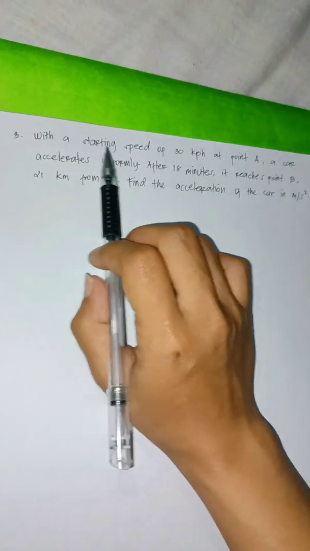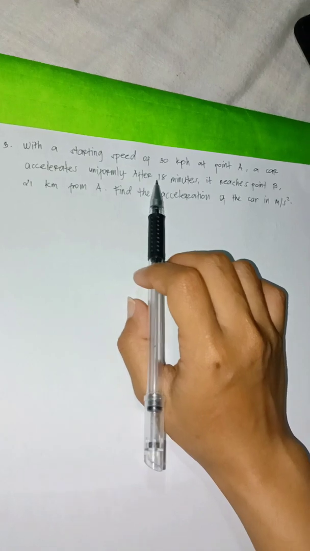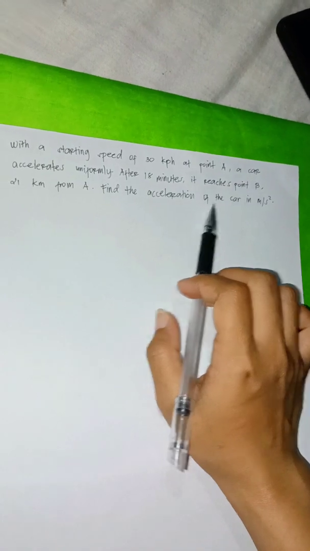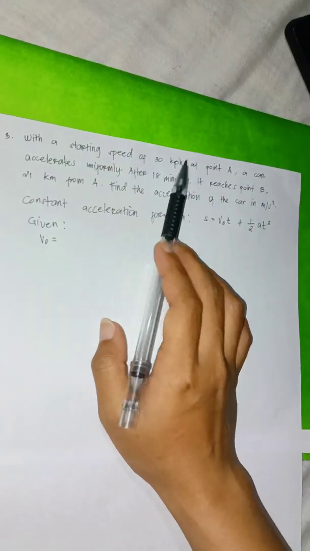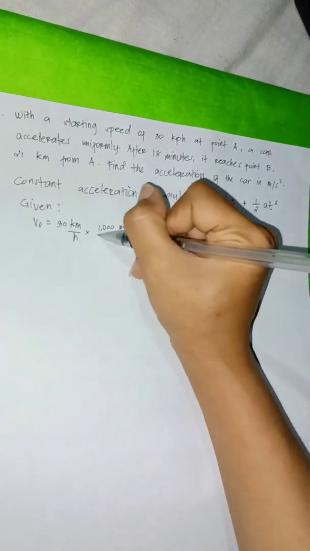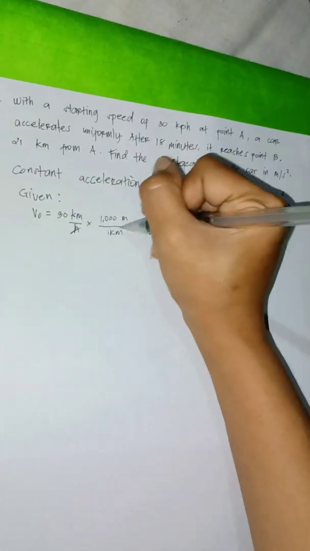For our third problem, we have, with a starting speed of 30 km per hour at point A, a car accelerates uniformly. After 18 minutes, it reaches point B 21 km from A. Find the acceleration of the car in meter per second squared. So we are going to use the constant acceleration formula, which is s, or the distance, is equal to initial velocity times time plus 1/2 a t squared. We are given the initial velocity, which is equal to 30 km per hour, and to convert it, multiply by 1000 meter over 1 kilometer times 1 hour over 3,600 seconds.